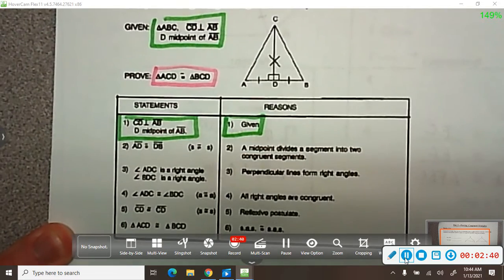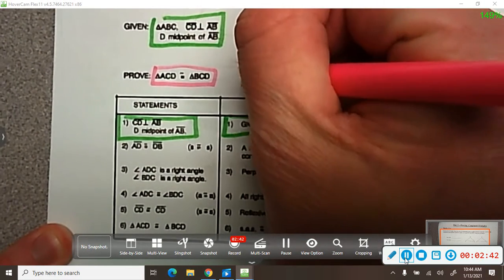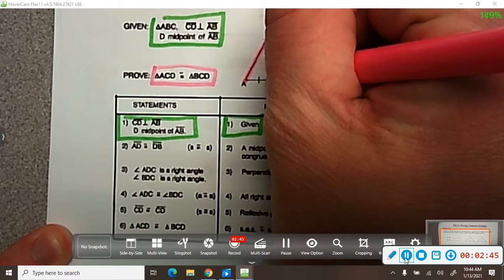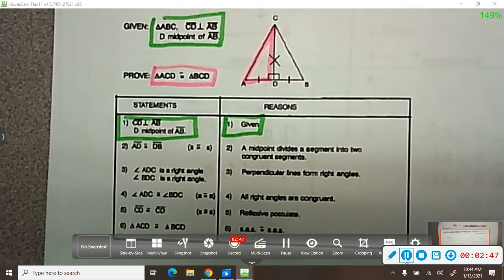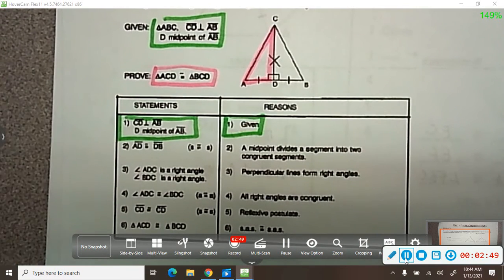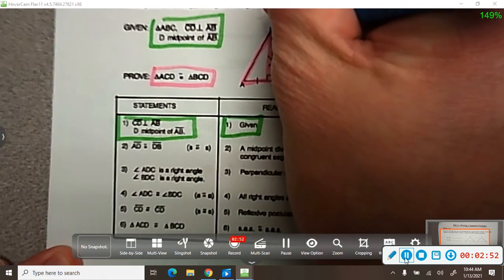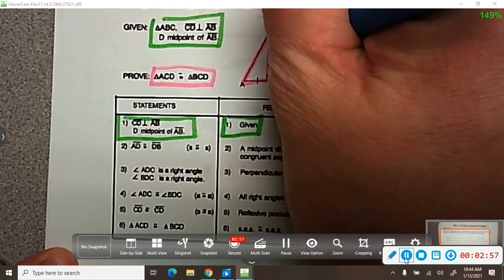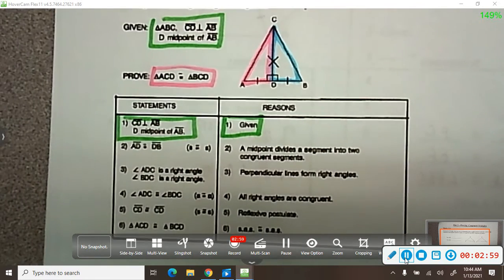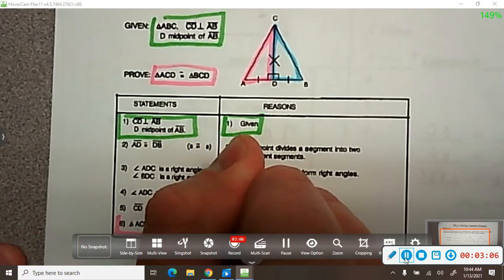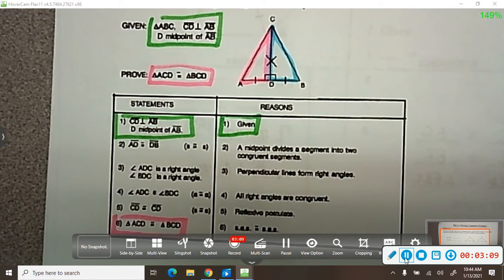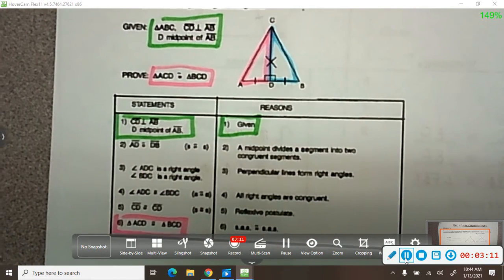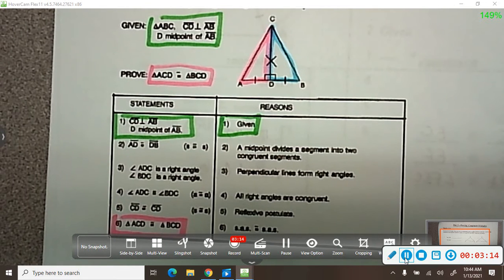Well, you're trying to prove that triangle ACD is congruent to triangle BCD. So you're trying to prove that that pink triangle is congruent to the blue triangle. And notice your conclusion always goes last. So if you're filling in a proof, the introduction and conclusion is probably the easiest.